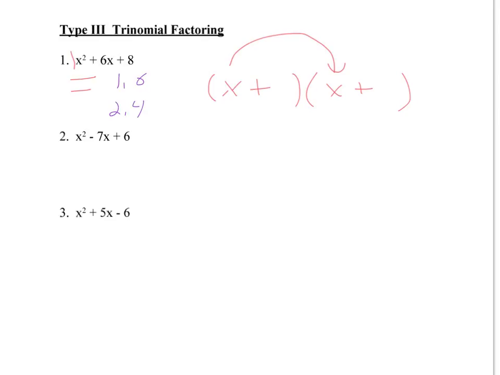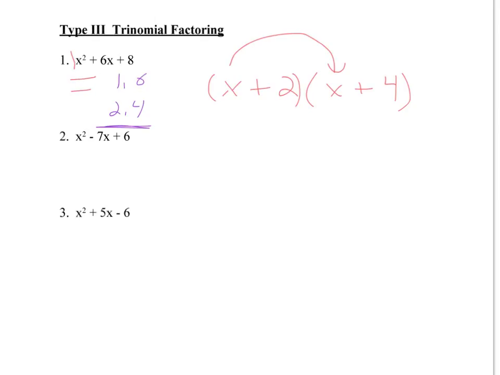Well, which one of those adds up to 6? We know it's the 2 and the 4. So one of those is 2 and one of those is 4. And the reason for that is, now watch what happens when I FOIL this back out. X times x is x squared. 2 times 4, those are my lasts, that's 8. But x times 4 is 4x, and 2 times x is 2x, which gives 6x. So x plus 2 times x plus 4 is x squared plus 6x plus 8. This is my factored form. This is my product form.